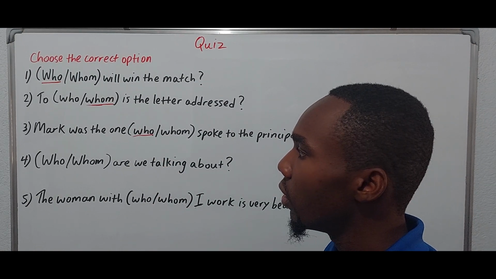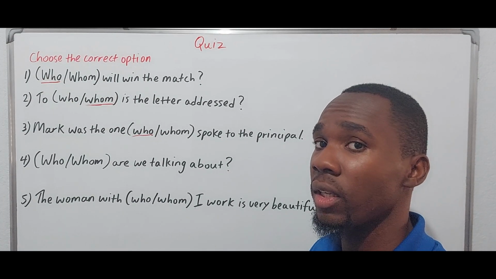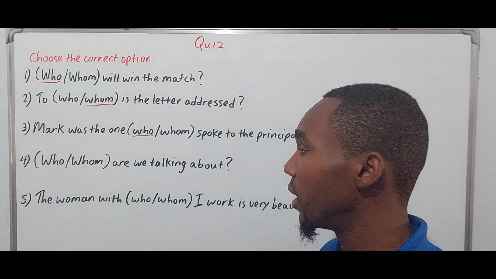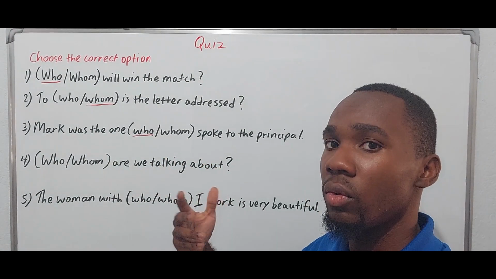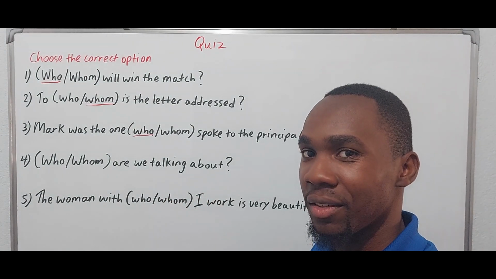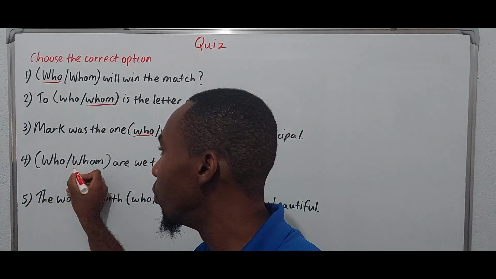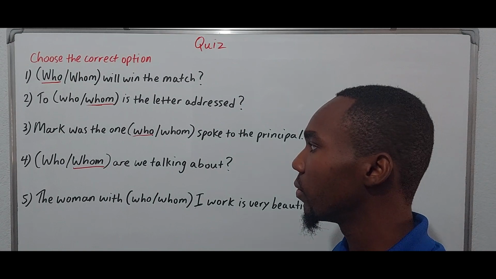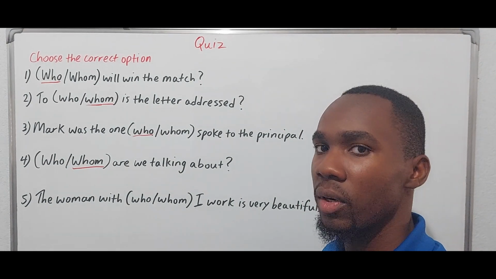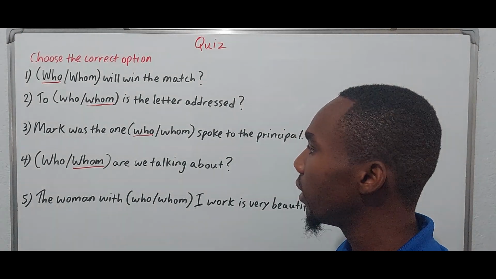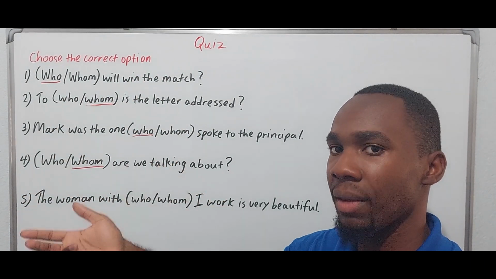4. Who or whom are we talking about? Subject or object? Object, because the person is the one that is being discussed. So they are the object of about. Therefore, we need whom are we talking about? Right. Whom are we talking about? Right? We are talking about him, we are talking about her, we are talking about them.